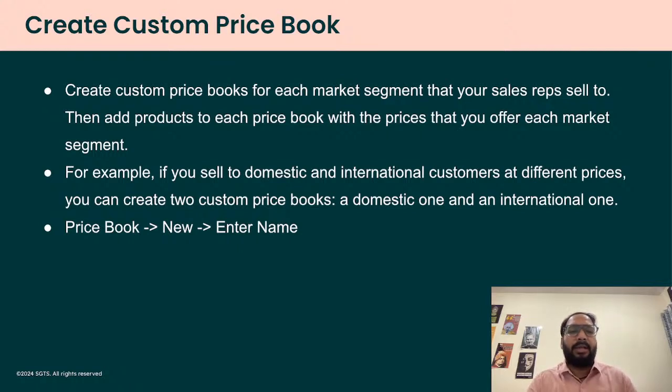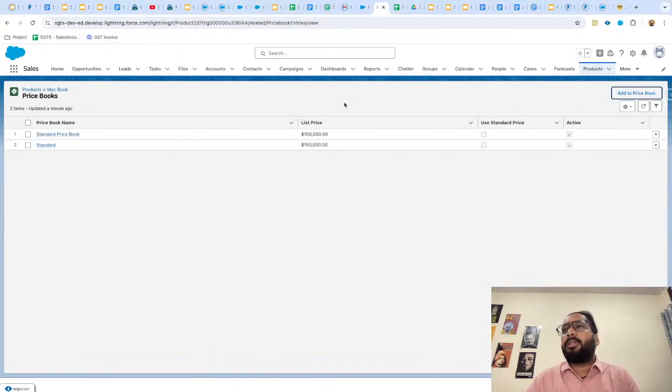As I already explained, suppose you are selling a product in your domestic market and international market. For the domestic market you can have a different price, for the international market a different price, for weekdays, for weekends. This way, if you want different categories, you can create different price books for different purposes, right? So you simply need to search for the price book tab.